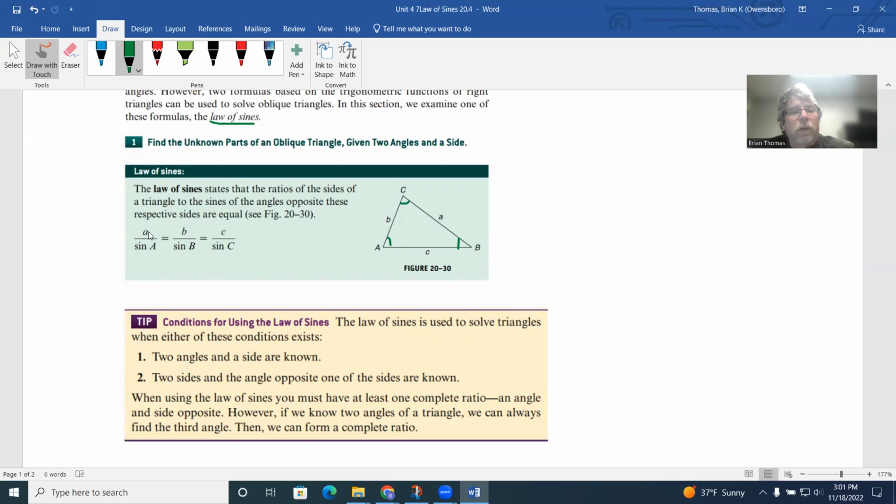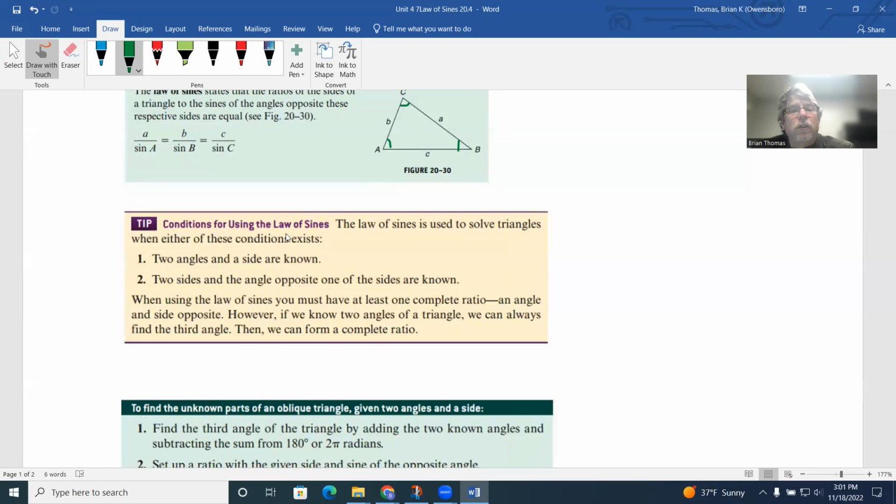So notice how we have a over sine of A, b over sine of B, c over sine of C. So those corresponding pieces, angle A and the side opposite is going to be side A. Angle B and the side opposite is going to be side B. So we have that kind of relationship going on there.